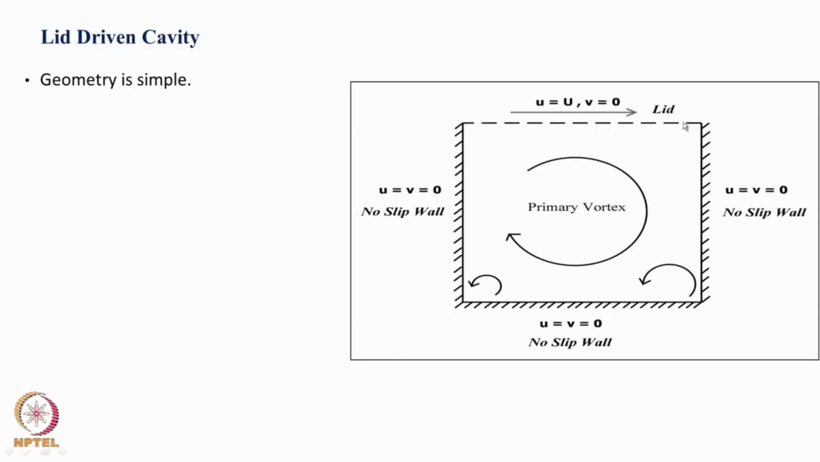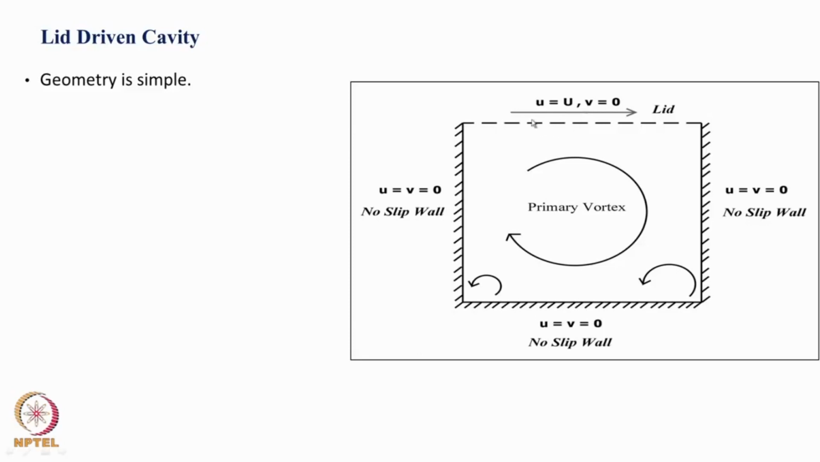On the top you have a lid and it is driven by a velocity, and for this particular case u is equal to U, a specific velocity is given. Now, this can be one particular value or it can be a function of sine or cos. If it is 2D, then it becomes a square cavity. If it is 3D, it becomes a 3-dimensional cubic cavity. Now, in this problem the geometry is very simple, as you can also understand from the figure.